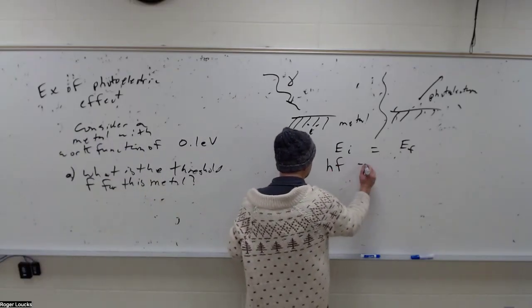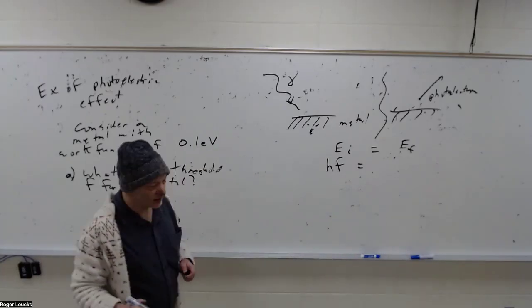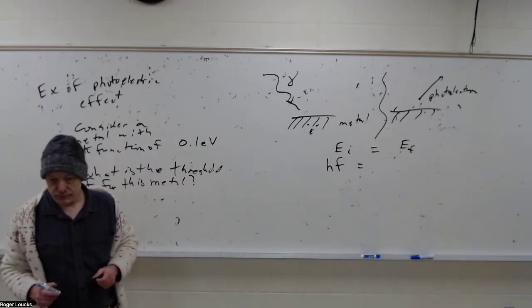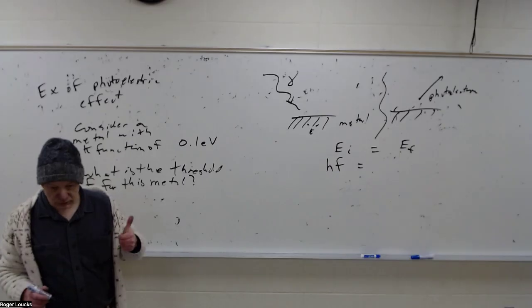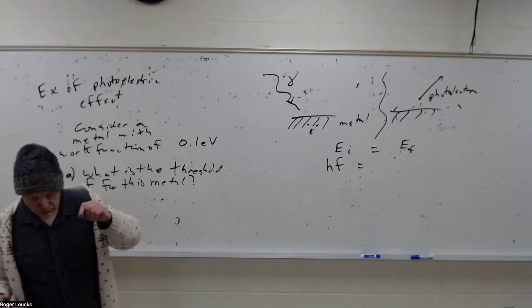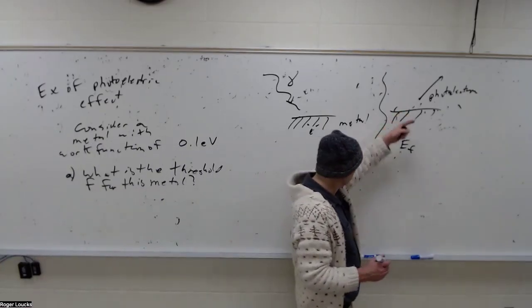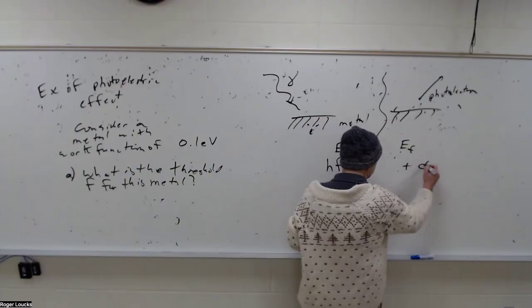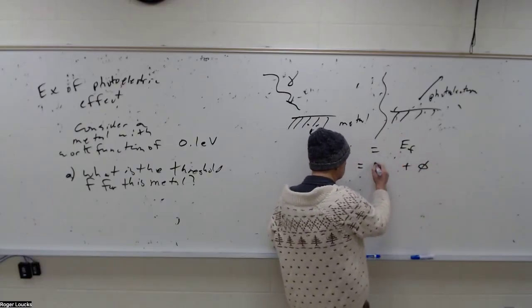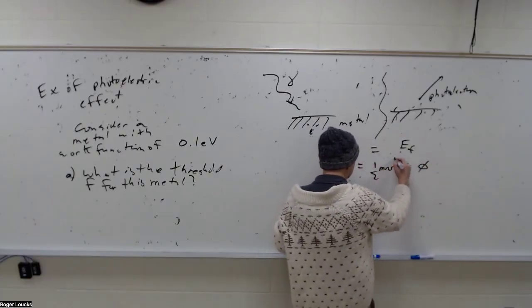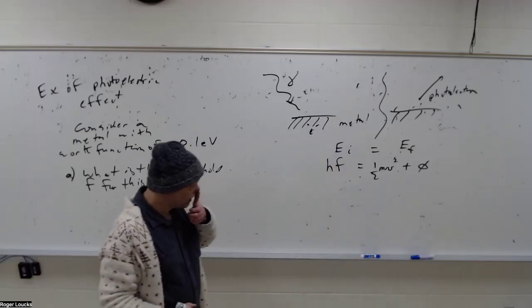So this is hf. Where does that energy go? Into the electron and the working part. There's some energy it takes to get out of here. You first have to get the electron out, and that's going to be your phi, the work function. Then the rest of the energy goes into the kinetic energy of the electron. Okay, that's what we have.